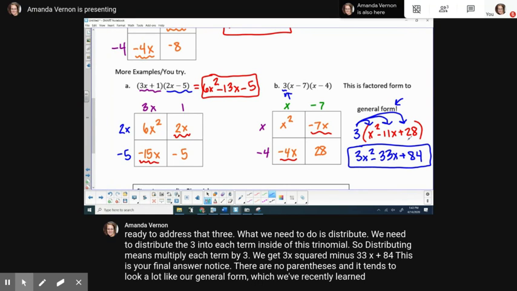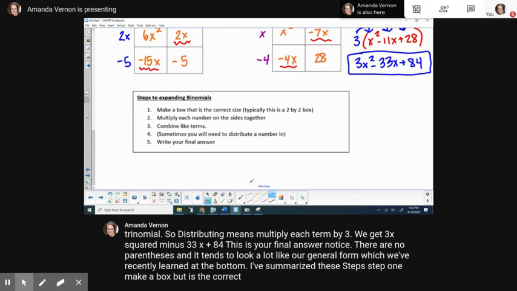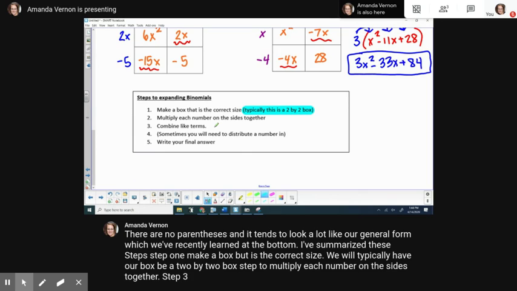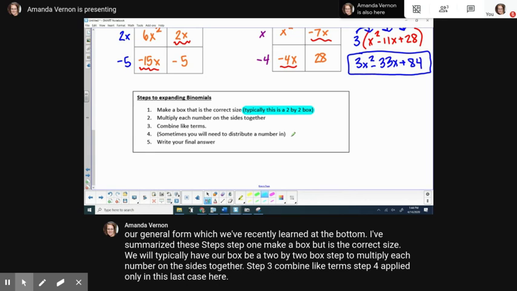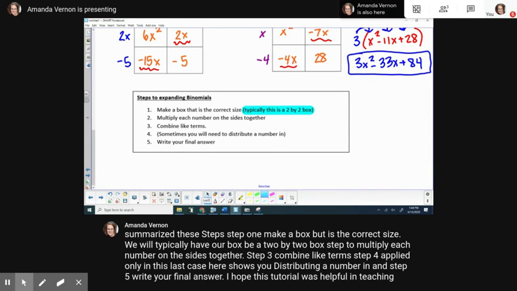At the bottom, I've summarized these steps. Step 1, make a box that is the correct size. We will typically have our box be a 2x2 box. Step 2, multiply each number on the sides together. Step 3, combine like terms. Step 4, applied only in this last case here, shows you distributing a number in. And step 5, write your final answer. I hope this tutorial was helpful in teaching you how to multiply binomials together.